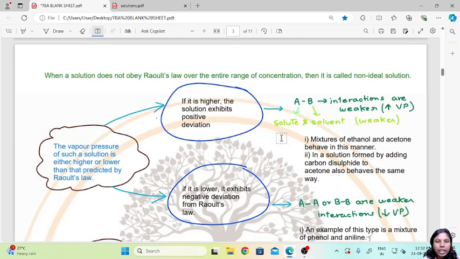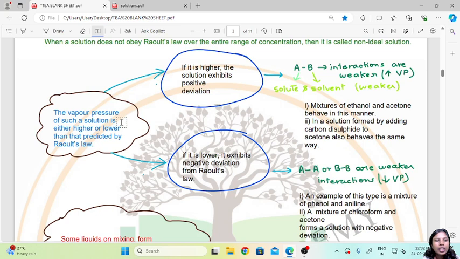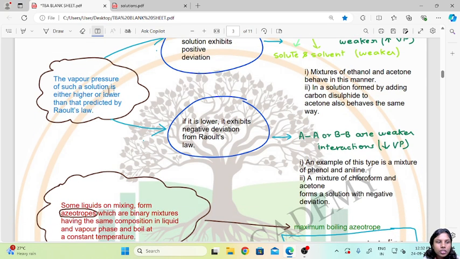Okay. Now what about the non-ideal solutions? The solutions which do not obey Raoult's law over the entire range of concentration are called non-ideal solutions, wherein the vapor pressure is not directly proportional to the mole fraction. Now the vapor pressure of such a solution is either higher or lower than that predicted by Raoult's law.